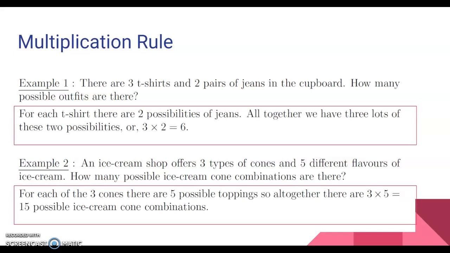So as you can see, here are our solutions. For each t-shirt, there are 2 possibilities of jeans. Altogether, we have 3 lots of these 2 possibilities. So 3 times 2 is 6. For each of the 3 cones, there are 5 possible flavors for your ice cream. So 3 times 5 is 15.